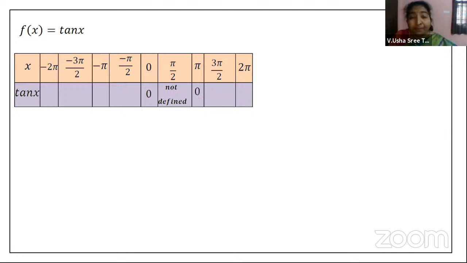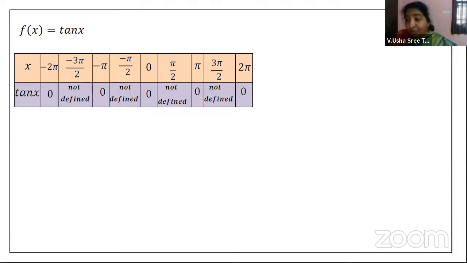So tan pi is 0. Tan 3 pi by 2, that is 270 degrees, is again an undefined value, right? And tan 2 pi is 0. And likewise, tan minus pi by 2 is an undefined value. And of course, tan is an odd function, sine by cos, right? So tan of minus pi is 0. Tan of minus 3 pi by 2 is not defined. And tan of minus 2 pi, that is minus 360 degrees, is 0.